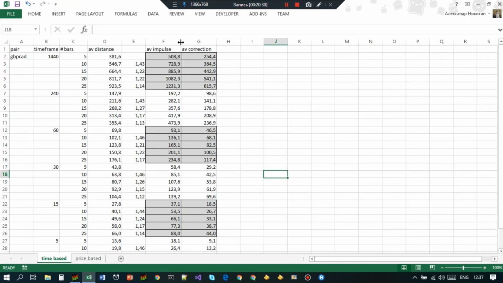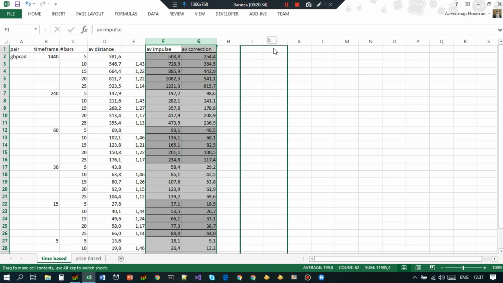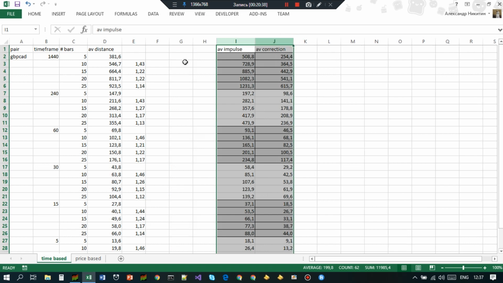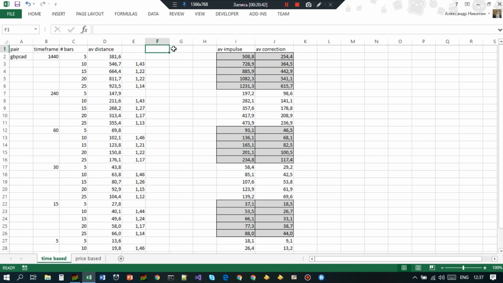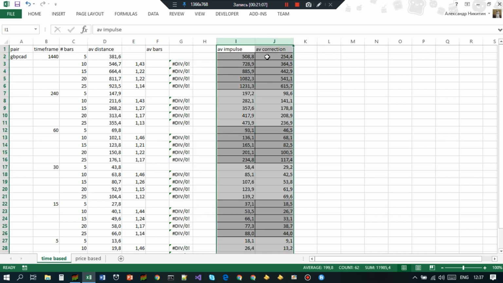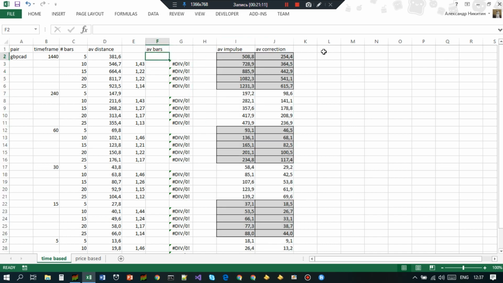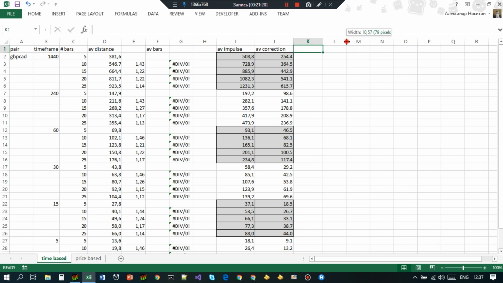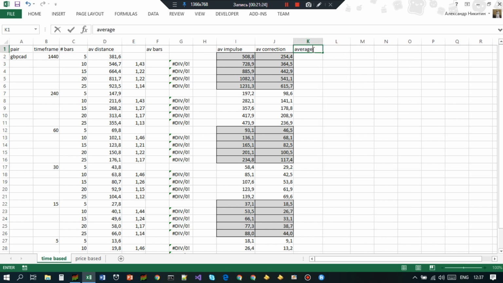Let us start, and what I want to do is to change it here. 1, 2, 3, maybe I'll go here, and I will perform some other research here. So I am average bars. I'll type the number of average bars here, and I will do this kind of calculation as well. It will look similar. Then I will calculate the average impulse distance, average correction distance. So I will need average impulse time and average correction time.